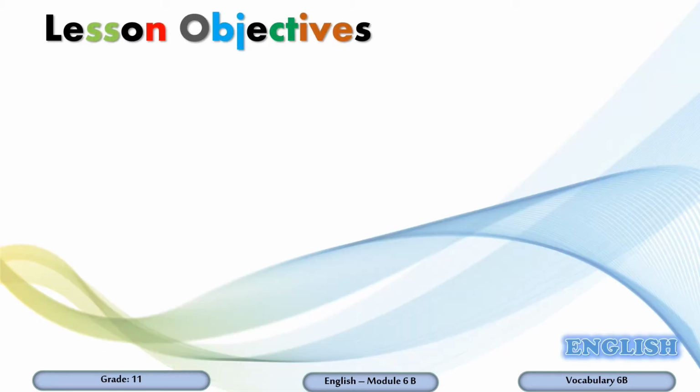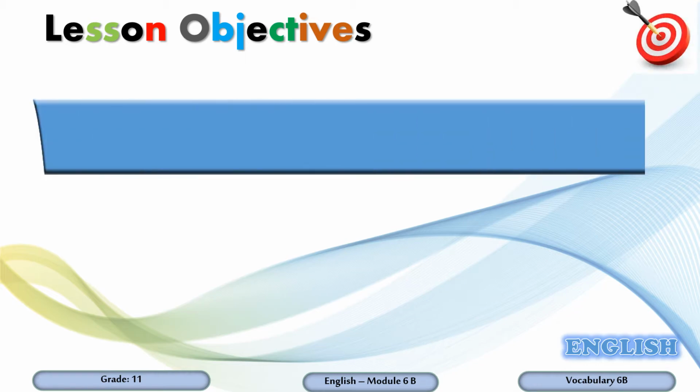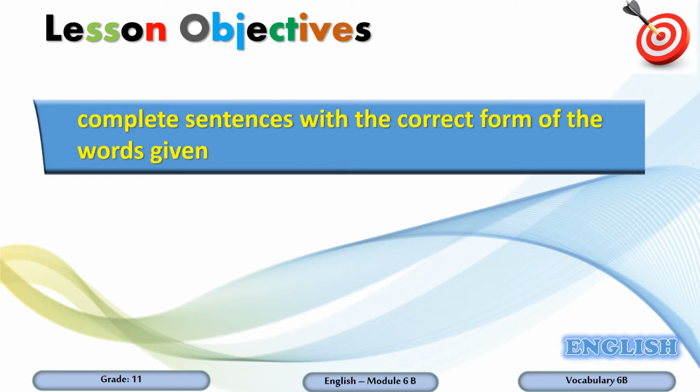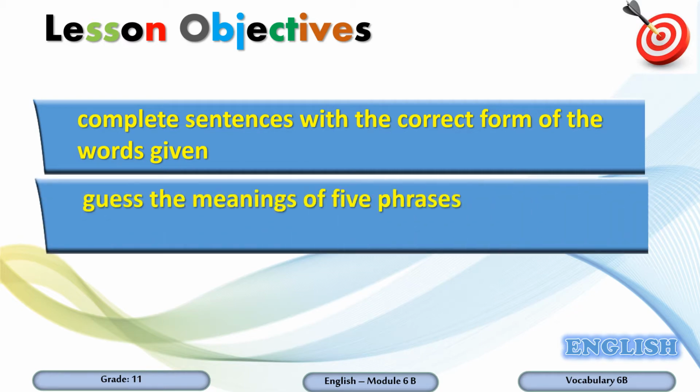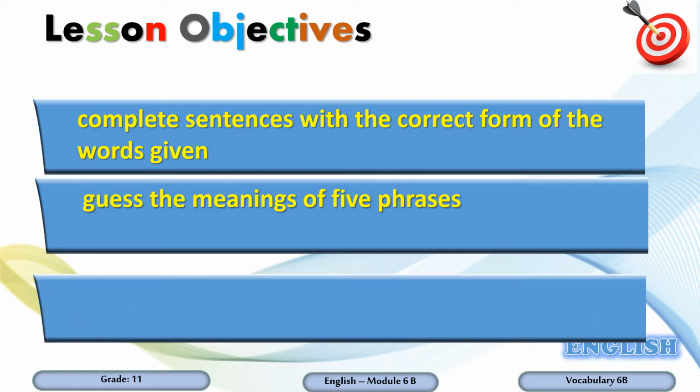Dear students, there are three objectives for our lesson today. 1. Complete sentences with the correct form of the words given. 2. Guess the meanings of 5 phrases. 3. Use the phrases in context.